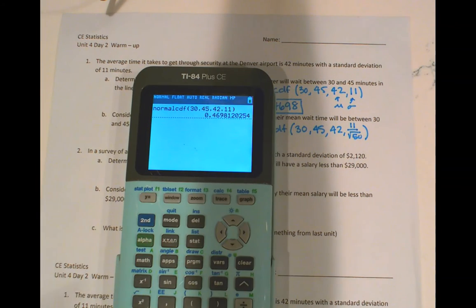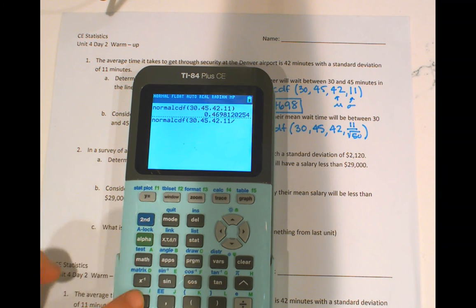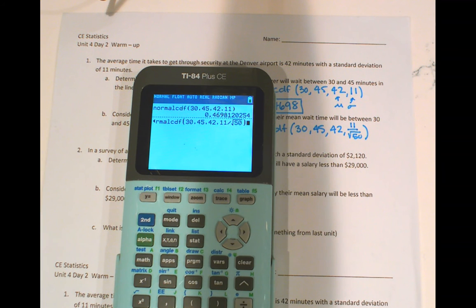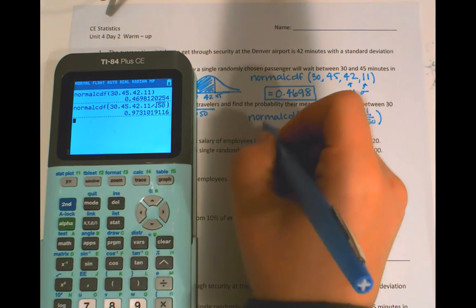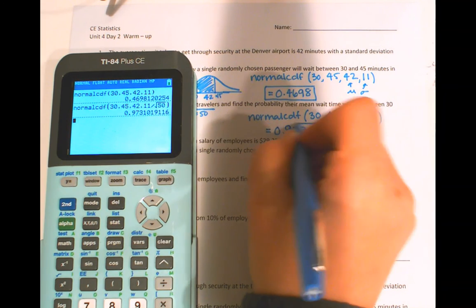So what I typically do on my calculator is I'll just highlight this and then change that 11 to divided by the square root of 50. Close my parentheses. Remember the only thing that changed. So now my probability, if I talk to 50 people, is 0.9731.